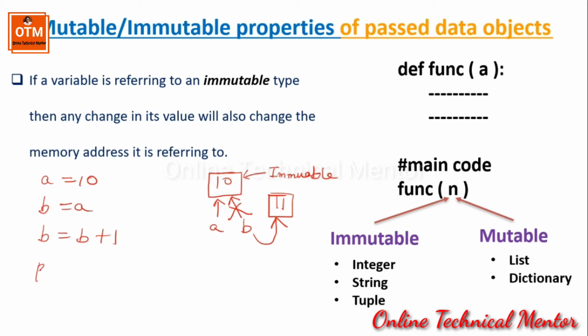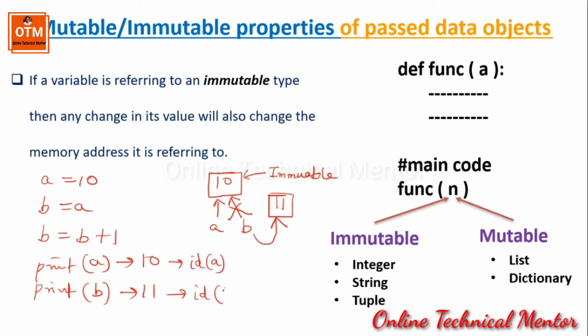So when we print a over here, we will see it is 10. When we print b, we will find that the value is 11. But when we print the id of a and the id of b, we will get two different IDs for a and b after the execution of this line. That's why I have written that if a variable is referring to an immutable type, so let's consider the variable as b, that means if variable b is referring to an immutable type, then any change in its value will also change the memory address.